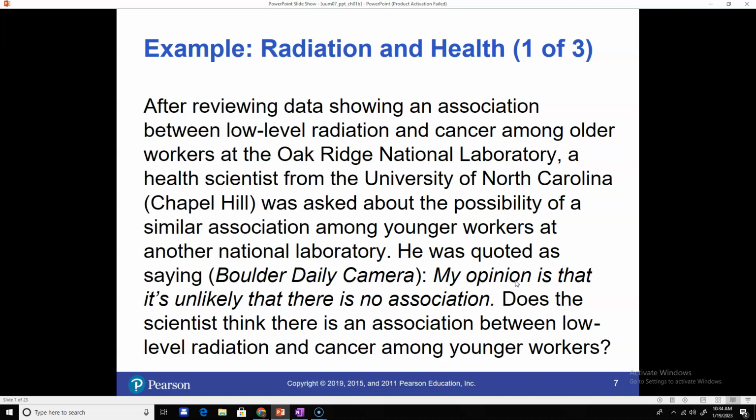So, if this is his opinion, this is what he thinks is true. Notice it's a double negation because there's the word unlikely and also no. So the equivalent statement would be saying his opinion is it's likely there is an association. If you remove both of those negations, that would be the equivalent statement. So does the scientist think there's an association between low-level radiation and cancer among younger workers? The answer would be yes, because the double negation would be equivalent to the statement they're asking the question about.